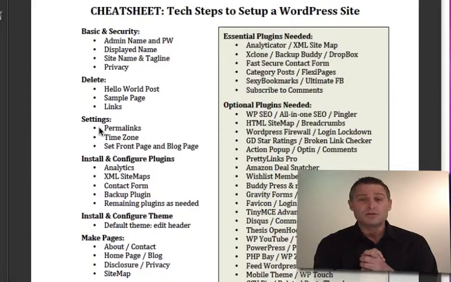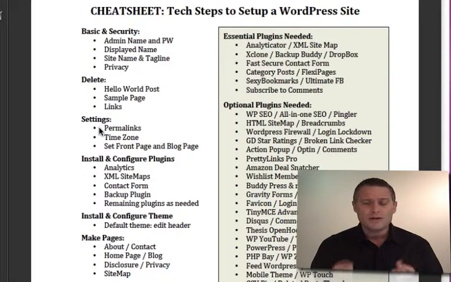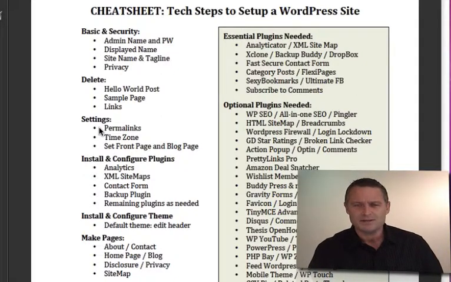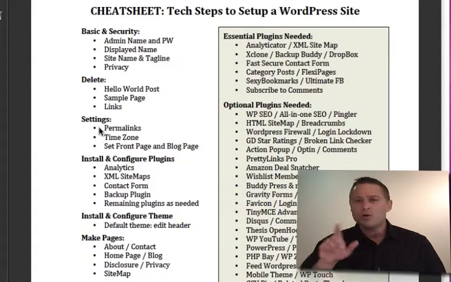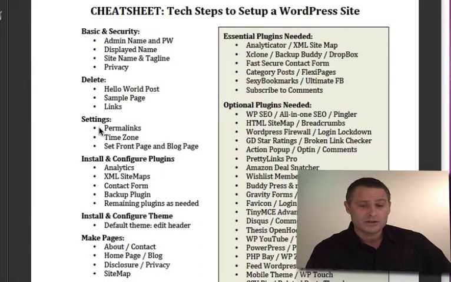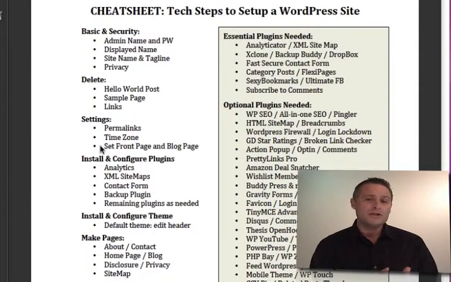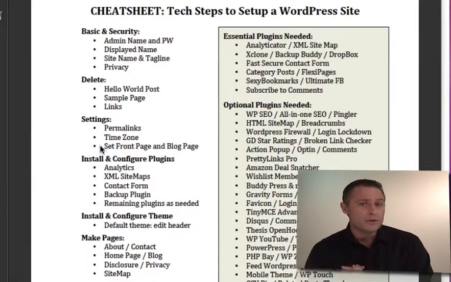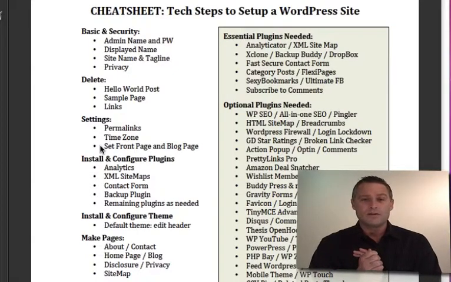The first one is extremely important. I don't know why WordPress currently doesn't just do this by default, but get rid of that question mark, p equals or whatever thing. Get out of that and use an appropriate permalinks structure. Change your time zone to your local time zone for yourself. And you're going to want to set the front page and the blog page if it's appropriate. Now that of course depends upon you going and creating those pages at a later time, so you'll probably want to come back to this section.